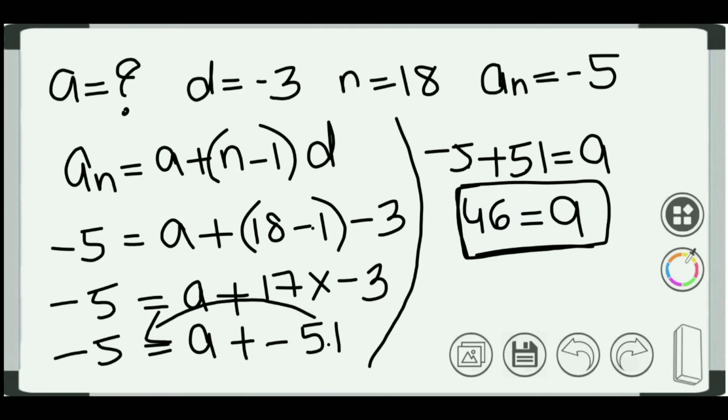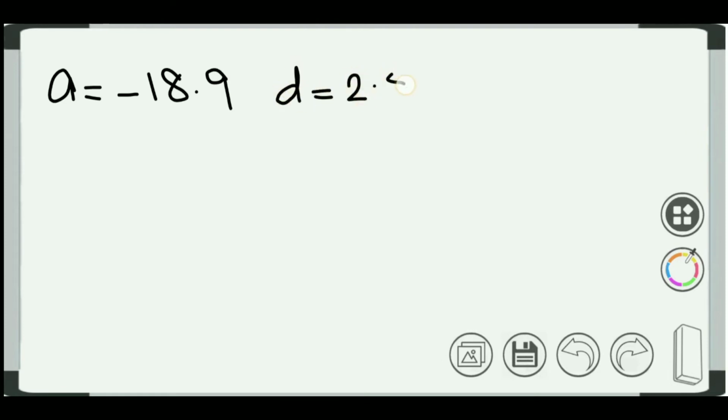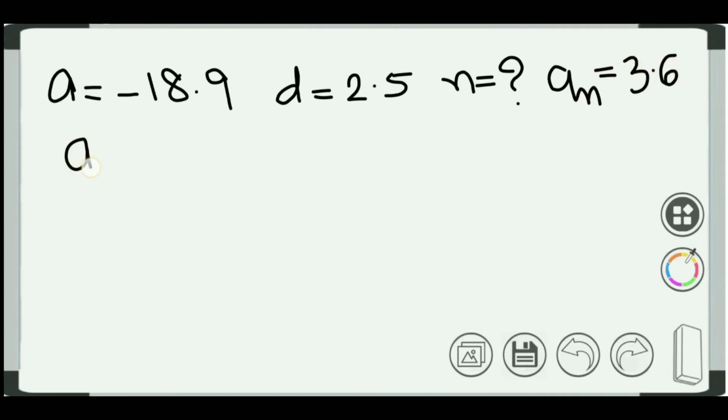Now fourth one. Value of A is given as minus 18.9. D equal to 2.5. N is not given, so we need to find the value of N. An is given as 3.6. Okay. So we are using the formula An is equal to A plus n minus 1 into D.